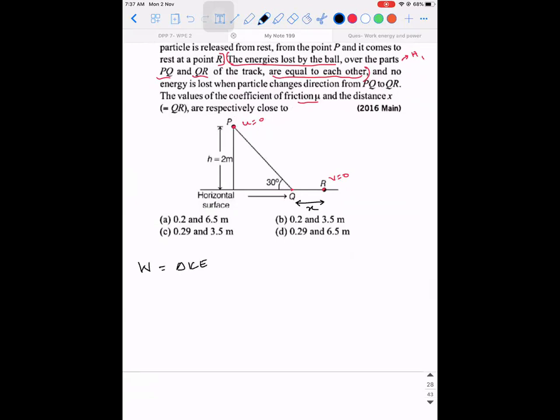I know this. Okay, second question. When I am applying the work energy theorem, do I need to give a sign convention to work done?